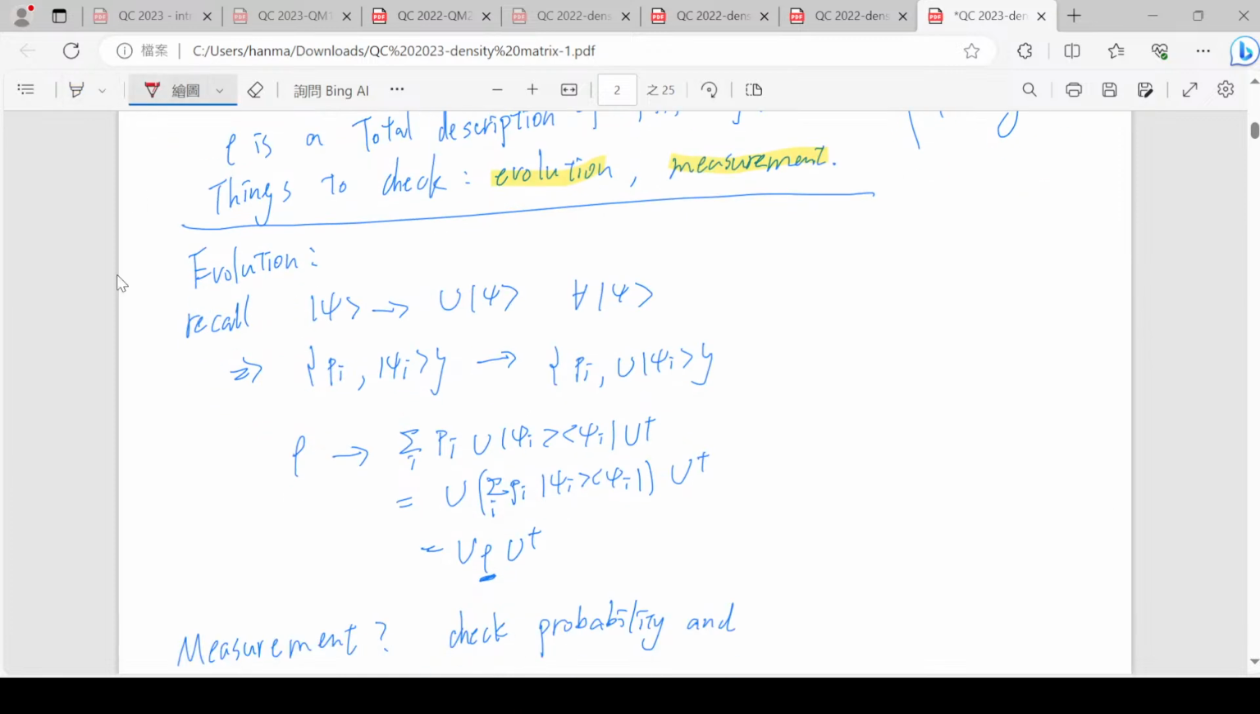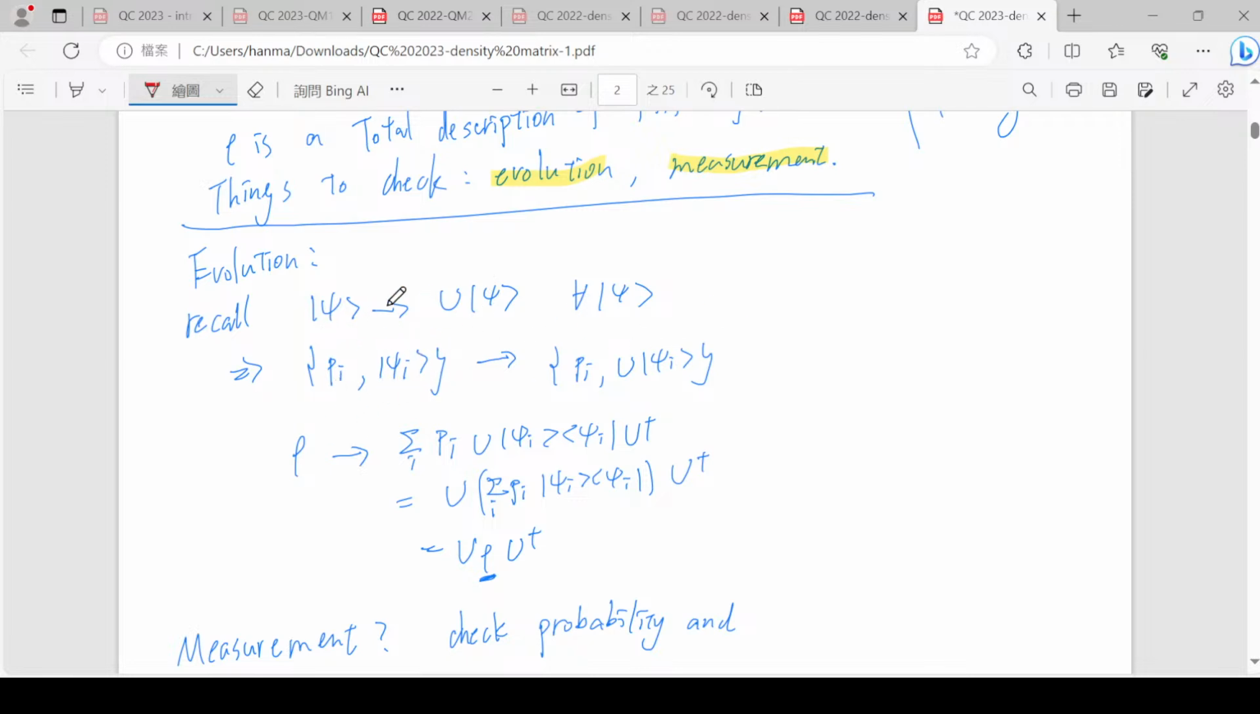Okay, we are a bit short on time, so let's do this very quickly. For evolution, recall that the quantum state vector psi gets evolved to u psi, where u is a unitary matrix. Now you think about how the ensemble should evolve.